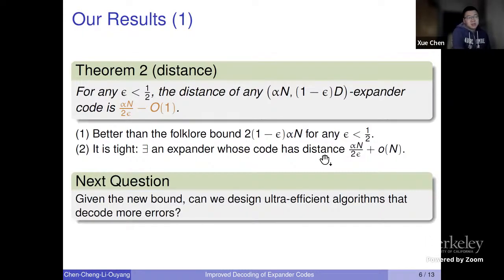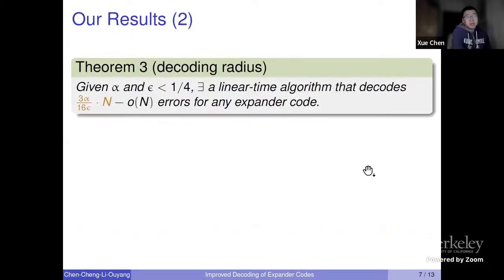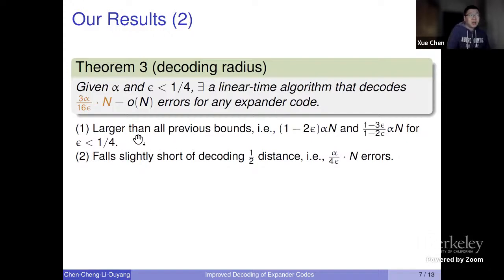The next question is, given the new bound, can we design ultra-efficient algorithms that decode more errors? Specifically, can we decode on the order of alpha n over epsilon errors? We also show this is possible. We give a new linear time algorithm that decodes 3 alpha n over 16 epsilon errors for any expander code, but we require epsilon to be less than 1/4 for this theorem. This improves all previous bounds, like (1 - 2 epsilon) alpha n and (1 - 3 epsilon) over (1 - 2 epsilon) alpha n, for any epsilon less than 1/4. But it falls slightly short of decoding half of the distance, which would be alpha n over 4 epsilon. That's our main result.